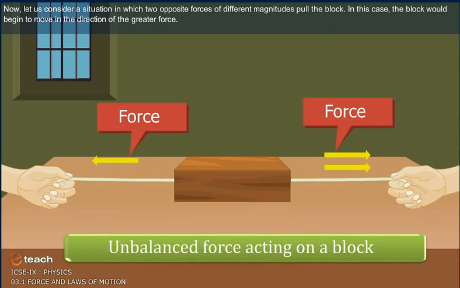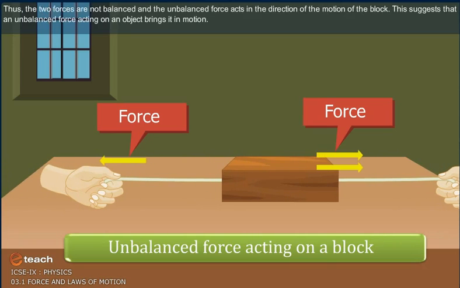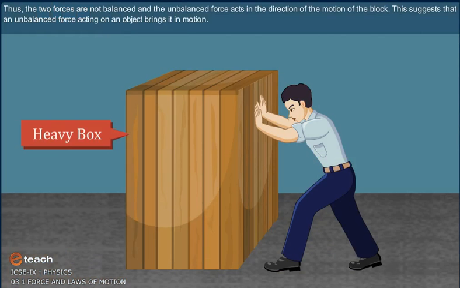Now, let us consider a situation in which two opposite forces of different magnitudes pull the block. In this case, the block would begin to move in the direction of the greater force. Thus, the two forces are not balanced, and the unbalanced force acts in the direction in which the block moves. This suggests that an unbalanced force acting on an object brings it in motion.